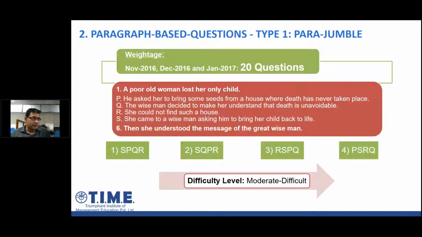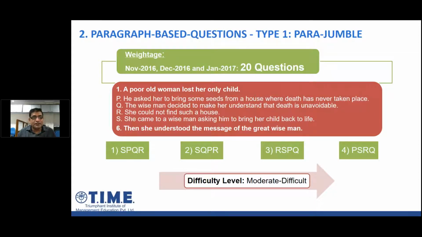Now, before we go ahead, we should confirm SQPR. Is that order making sense? Let us see. 1 says a poor old woman lost her only child. S says she came to a wise man asking him to bring her child back to life. Q says the wise man decided to make her understand that death is unavoidable. And P says he asked her to bring some seeds from a house where death has never taken place, and R says she could not find such a house, and 6 aptly ends it, then she understood the message of the great wise man. So you see, SQPR is definitely making sense.